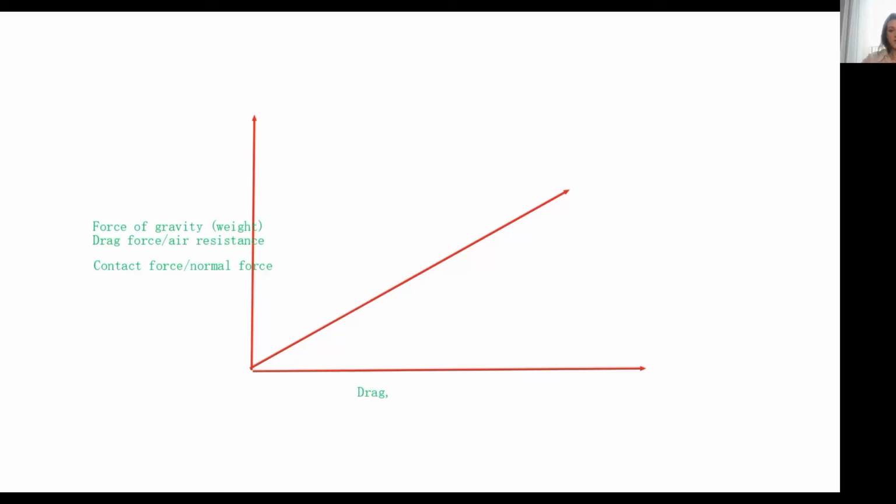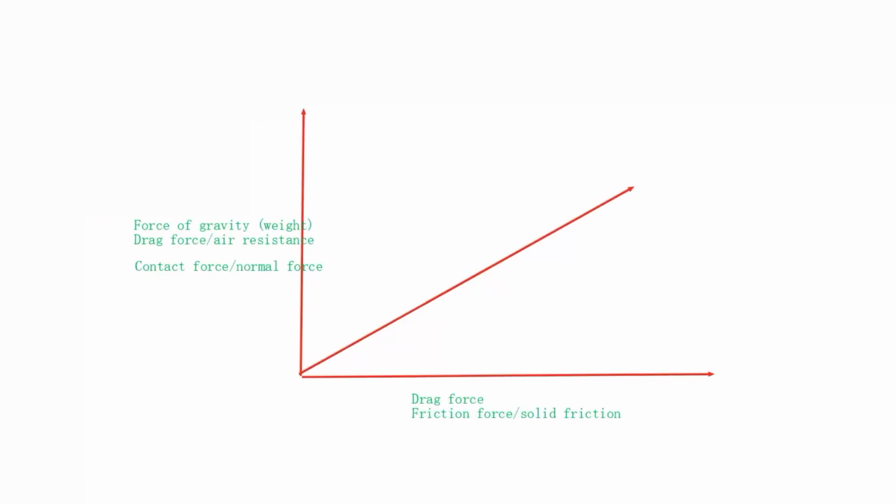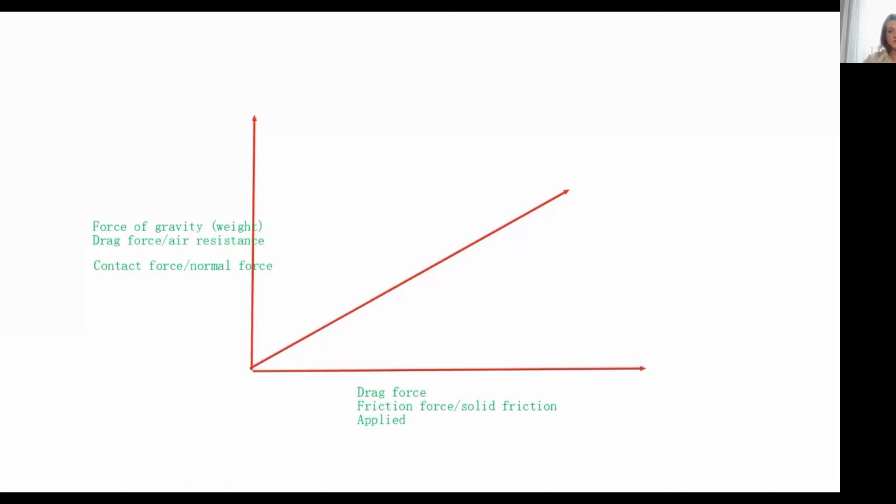And then in your x-axis, you will have your drag force. You will have your friction force, or you can call it solid friction, and you can have your applied force. As you can see, I also drew a diagonal line, and on this diagonal line, we have forces that are a combination between the two. So it's a combination of the one and the other.